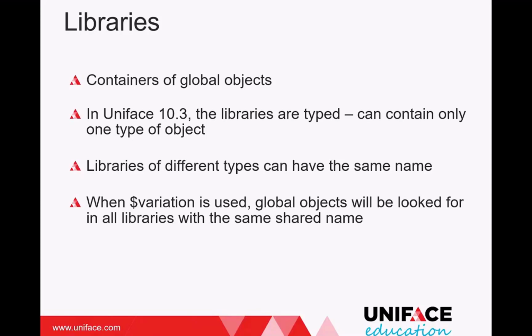Now, an initial thought might be this could cause problems, because I had this uniquely named library with lots of different types in. The difference now is we can have different type libraries with the same name, so that will be taken care of for you during the migration if you're taking existing code in, and you will see that you have different type libraries with the same name. And then the other impact with that is if you're using $variation, then it will scan across all of the libraries with the same name as set in $variation.